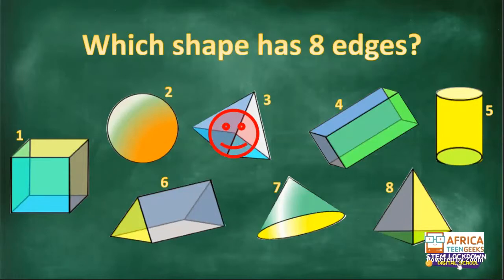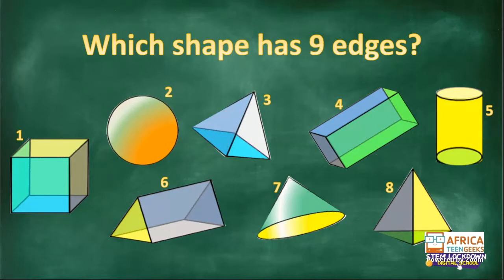Which shape has 8 edges? So if we count it, we will see there are 4 edges here at the bottom by the square, and then there are 4 edges as the lines go up to the vertex. So 8 edges. Next question.